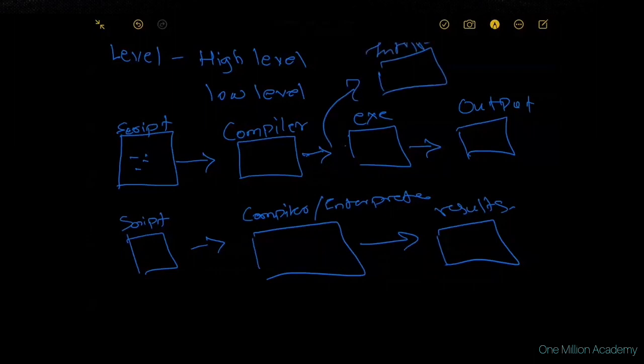Okay, so these are the stages. In low level, you will have to go through these stages and then you will get the output. Whereas in a high level programming language, you just have to create a script, compile it, and you will get the results. It's that easy. This is why we go for a high level programming language. This is one of the points we have seen now.